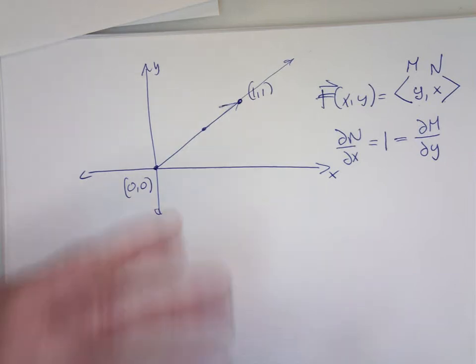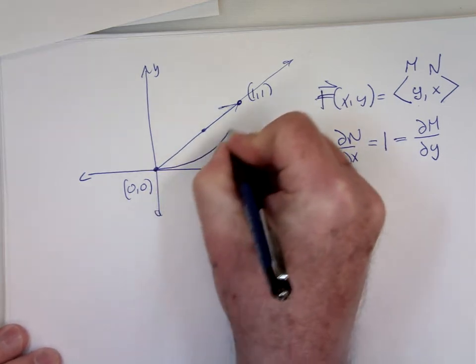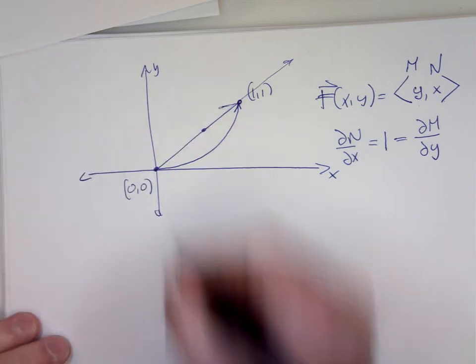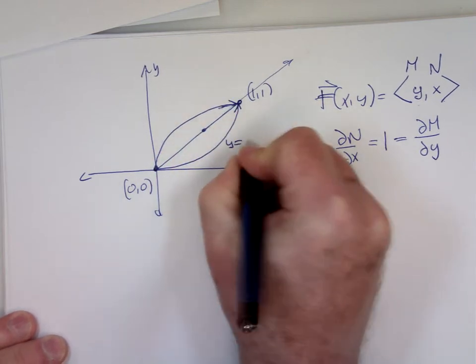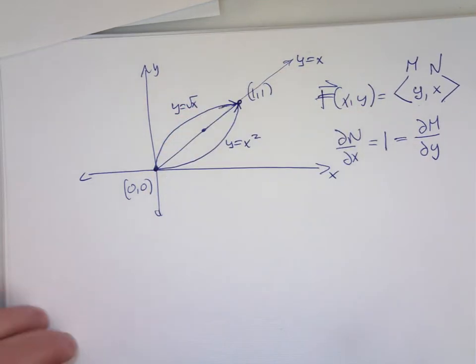Does that make a difference? Well, it doesn't make a difference as far as finding the work done along that path in this field. It does make a difference, however, if we want to take another path. Let's say we want to take a parabolic path from 0, 0 to 1, 1, or another path like this. This would be y equals x squared, this is y equals x, and this is y equals the square root of x. Those are three different paths to go from 0, 0 to 1, 1.